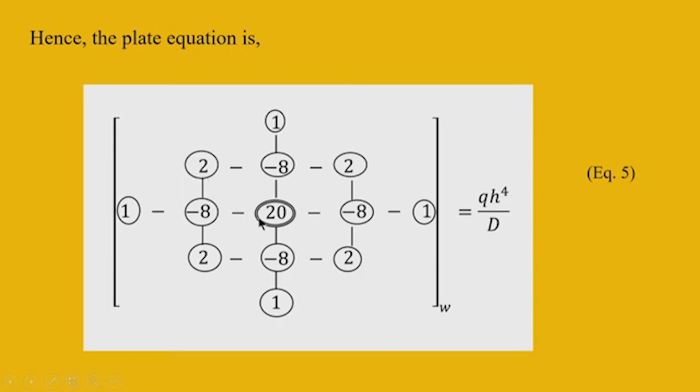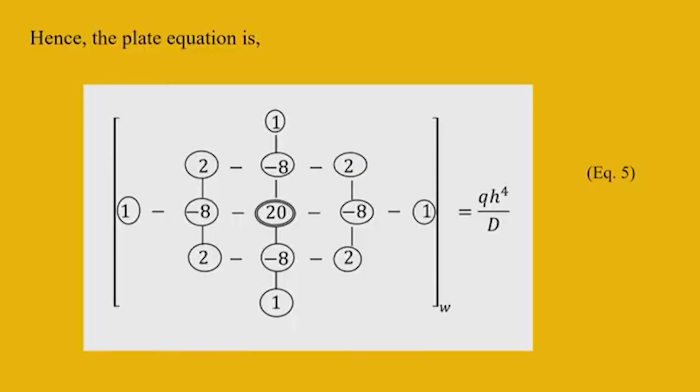Then you can see this stencil is symmetric, because we are writing the fourth order equation. So, it is a symmetric matrix, and q h to the power 4 by D, where q is the load at the nodal point. The nodal point load has to be taken. h is the mesh size. If the mesh size is different, then of course this equation will be slightly modified in terms of the ratio of mesh size in the x to the y directions.